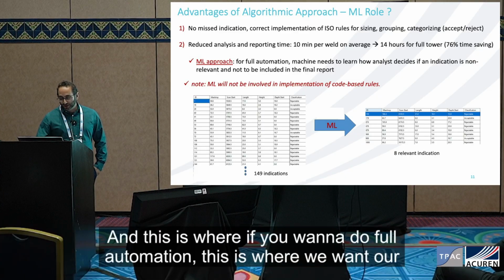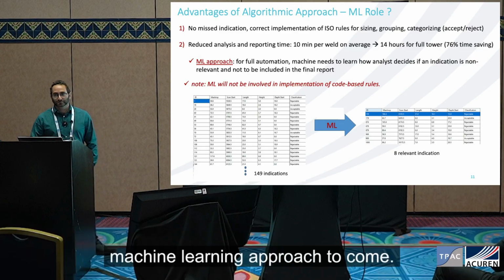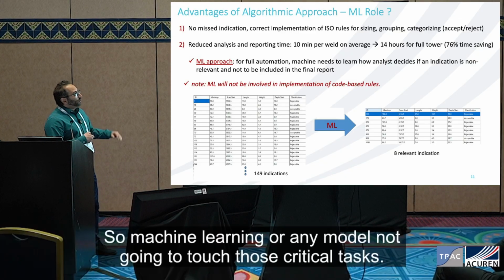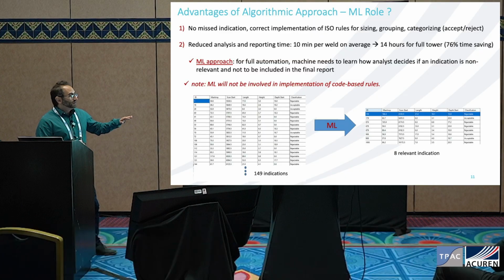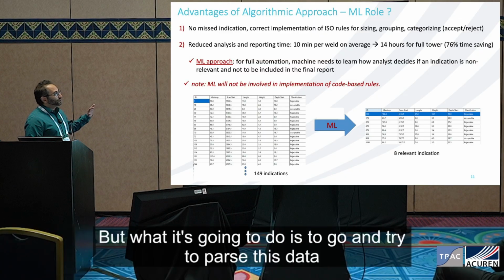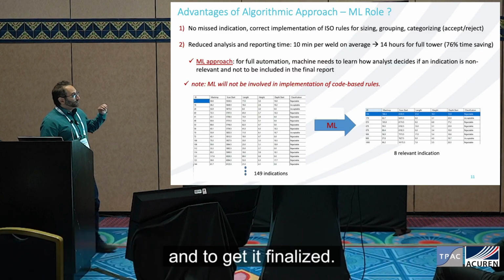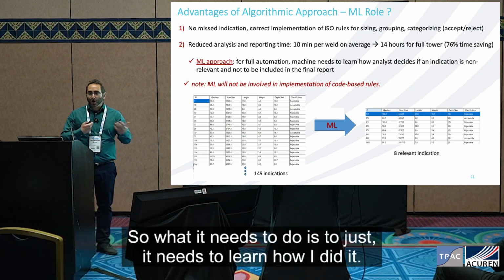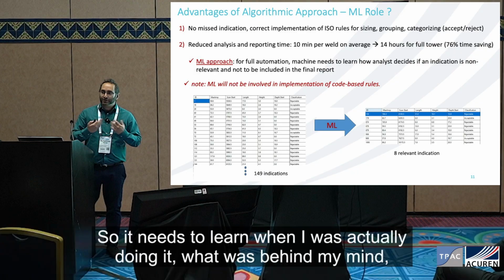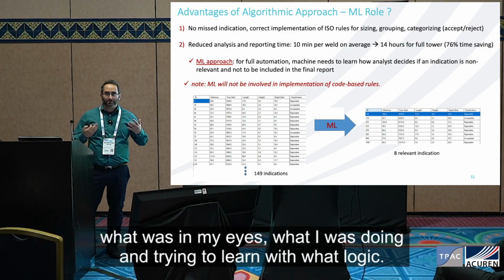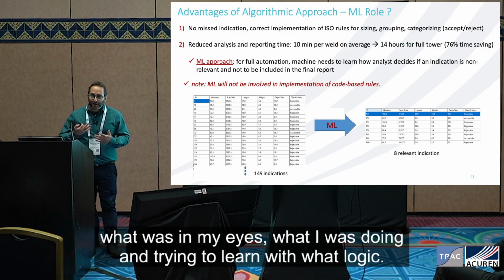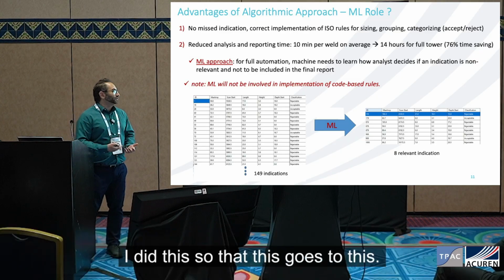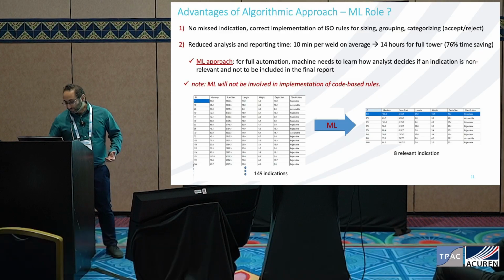And this is where, if you want to do full automation, we want our machine learning approach to come in. Machine learning or any model is not going to touch those critical tasks. But what it's going to do is go and try to parse this data and get it finalized. So it needs to learn how I did it. It needs to learn, when I was actually doing it, what was behind my mind, what was in my eyes, what I was doing, and with what logic I did this so that this goes to this.